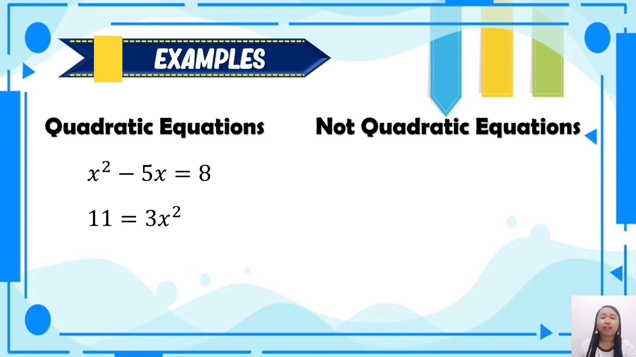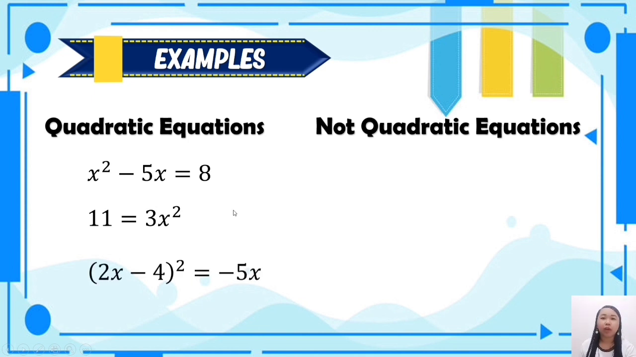Number 2, 11 equals 3x squared. So this is an example of an incomplete quadratic equation. There is no linear term and it's not written in standard form.